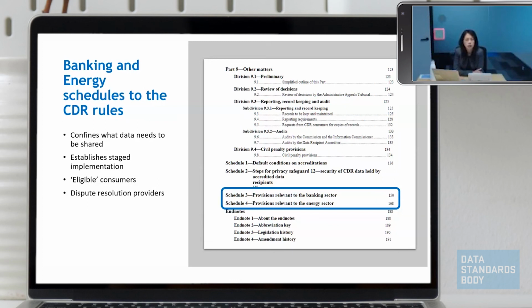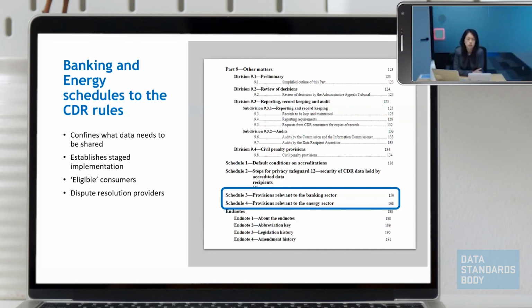The rules also outline what is considered an eligible consumer. And so in the energy sector, for example, certain very, very large commercial and industrial customers haven't been defined as eligible consumers on the basis that they aren't really consumers of energy in the ordinary sense. They actually negotiate their own agreements. So eligible consumers can be tailored specifically to a sector where appropriate as well.